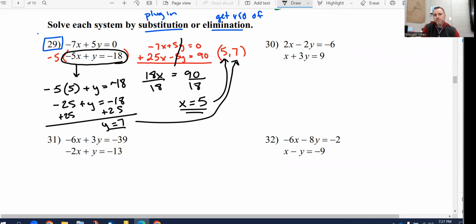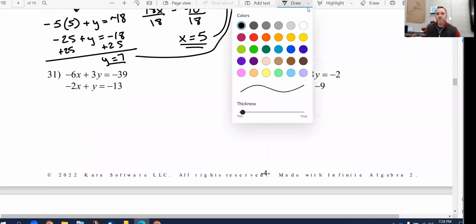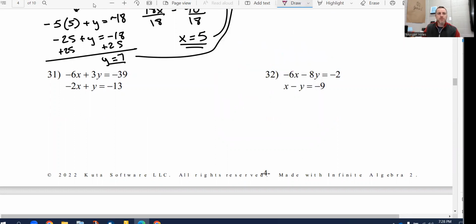You want to see one more? It's bonus coverage time. Let's go to number 32. If you still need a little help, we'll do number 32. If you don't, move on to the next one.